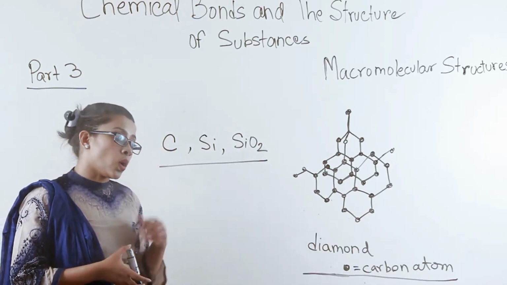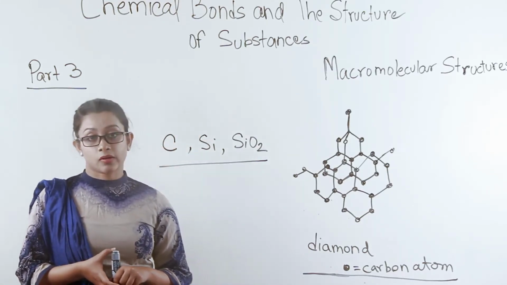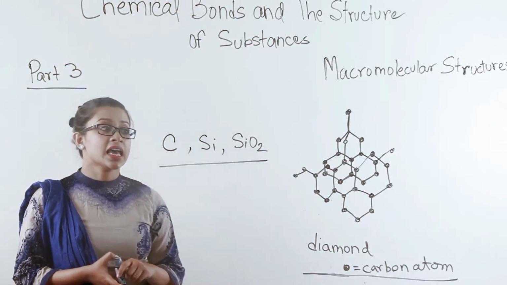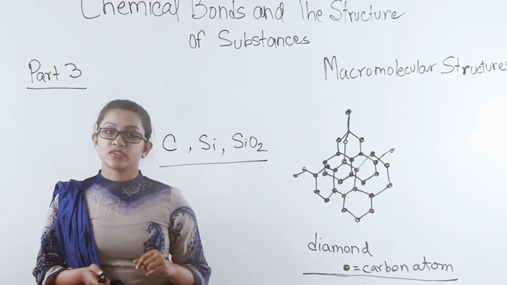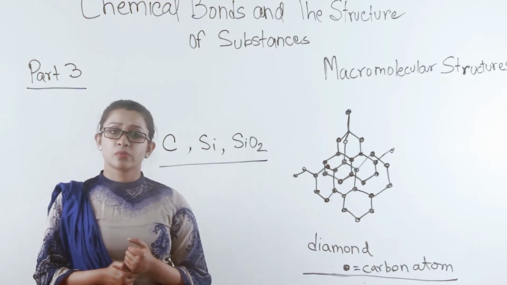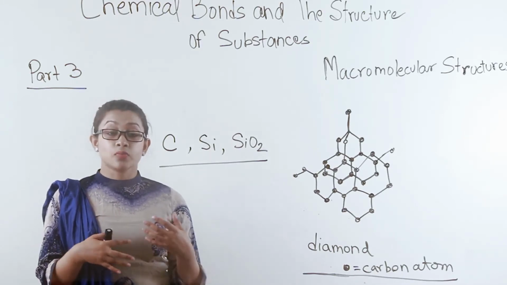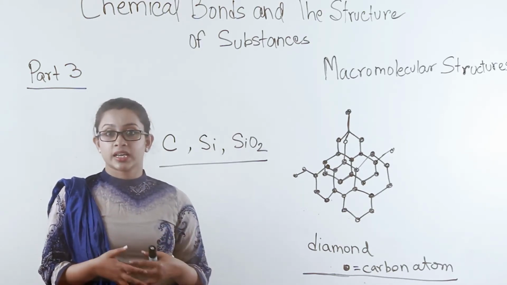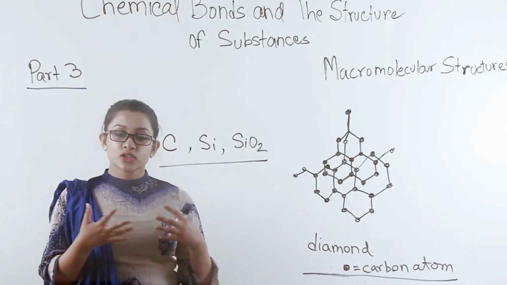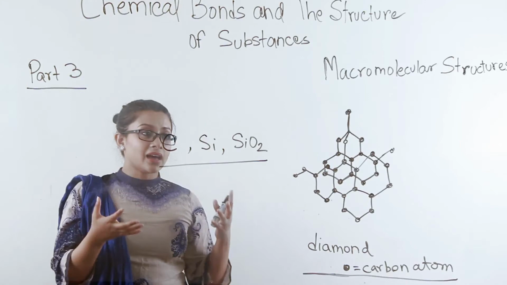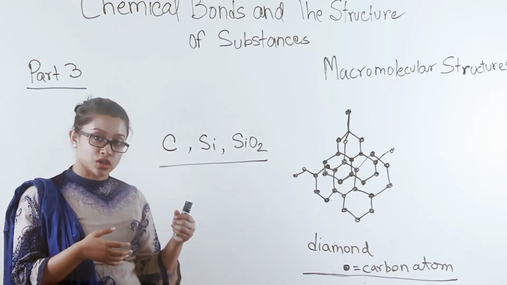And one other characteristic that macromolecular substances possess is that they have very high boiling temperatures. Silicon, for example, has a melting temperature of 1410 degrees Celsius, and it boils at an even higher temperature of 2360 degrees Celsius. So you see, if you view them, they are simple molecules. They don't have complicated structures.